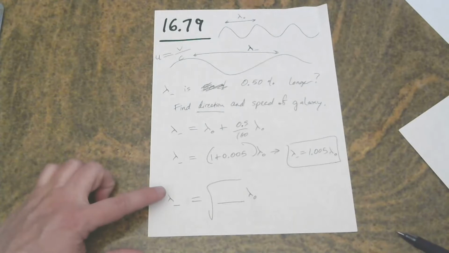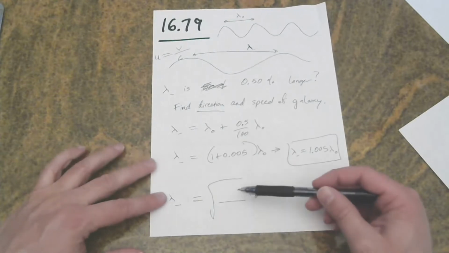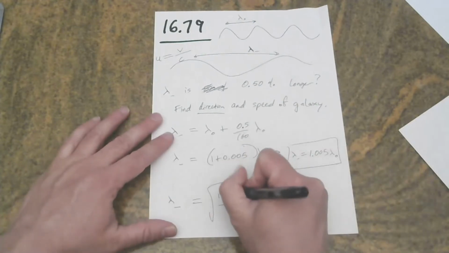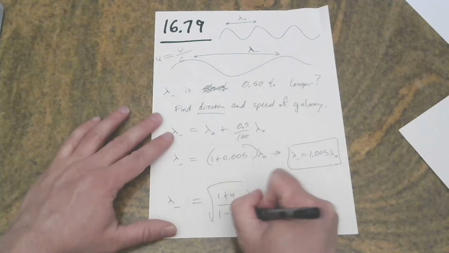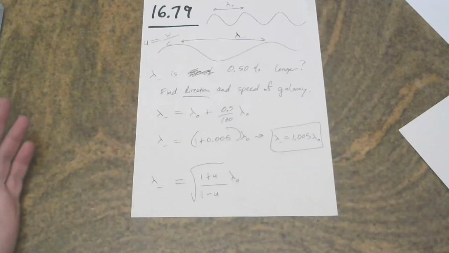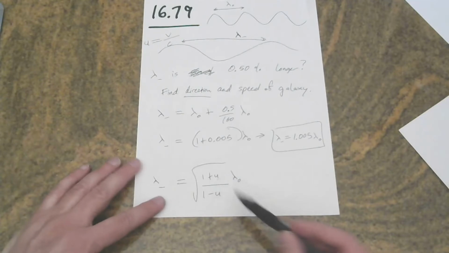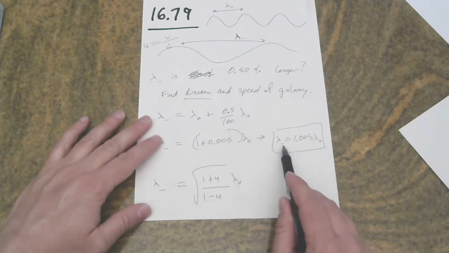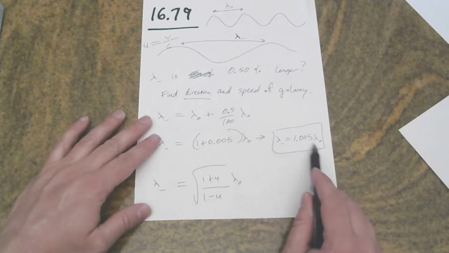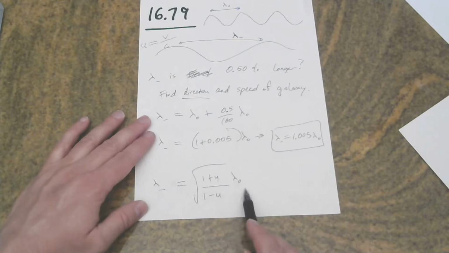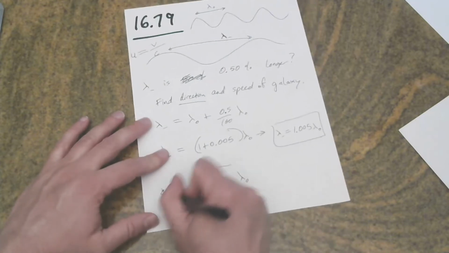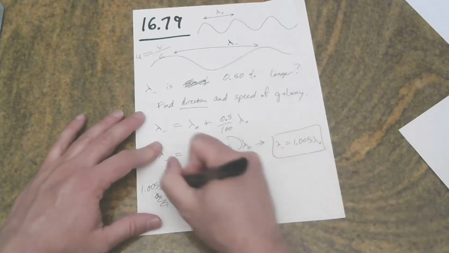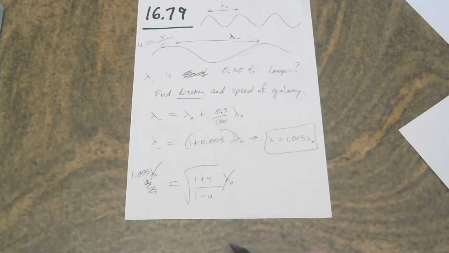Okay, we know that the wavelength needs to be longer than lambda naught. So the numerator needs to be bigger than 1. The denominator needs to be less than 1. So we go with 1 plus u up top and 1 minus u downstairs. And all that's left to do is solve for u, because we know the value of lambda minus in terms of lambda naught. We could plug that in here, cancel the lambda naughts. Let's go ahead and do that. So 1.005 lambda naught. The lambda naughts cancel. And we just have to solve this equation for u.